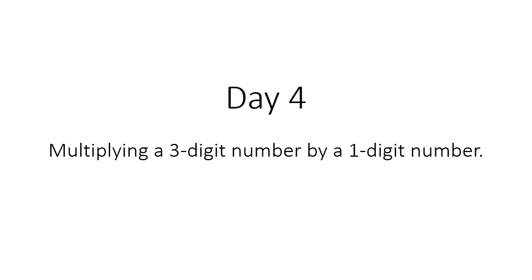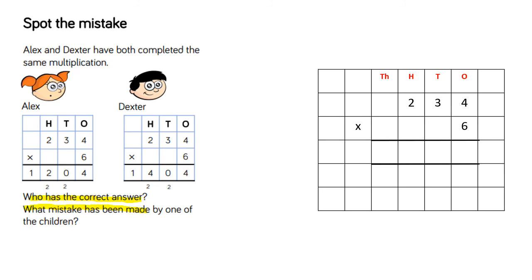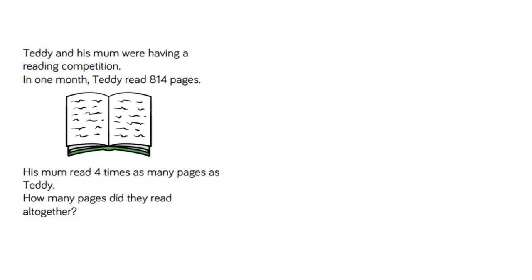more problem solving with your multiplying skills. So, spot the mistake. Alex and Dexter have both completed the same multiplication. Alex says that 234 times 6 is 1,204. Dexter says 234 times 6 is 1,404. Who has the correct answer, and what mistake has been made by one of the children? So the way that I would do this is I would work out 234 times 6 for myself, okay? And then you'll be able to see who has the correct answer, and you'll be able to spot what mistake they've made, okay? Next question.